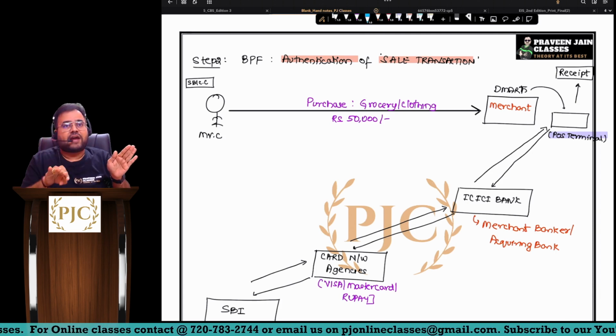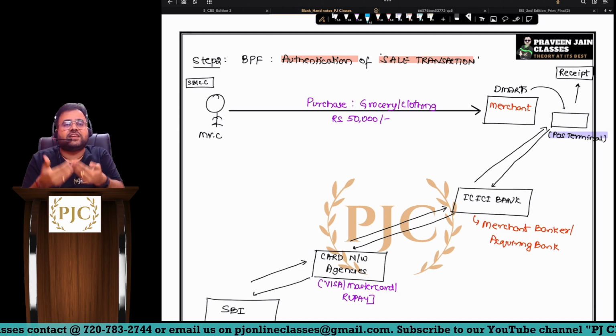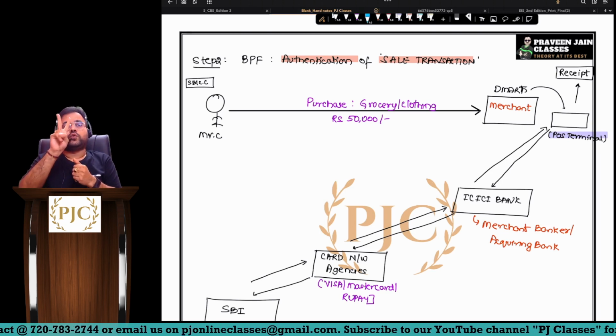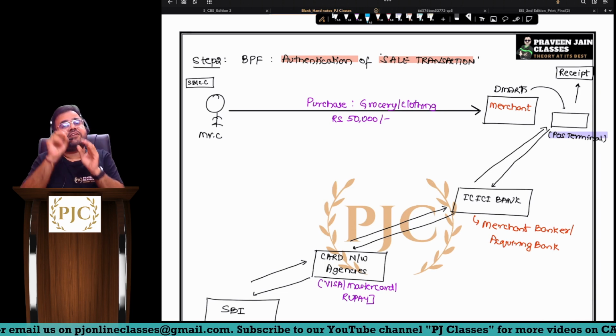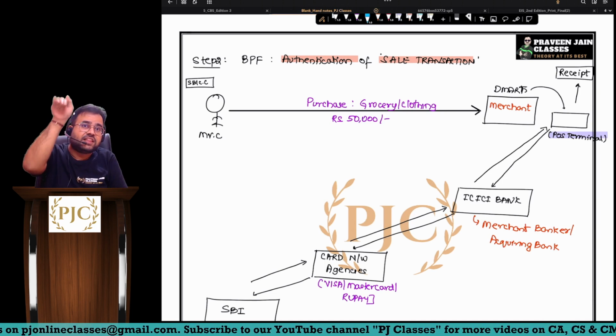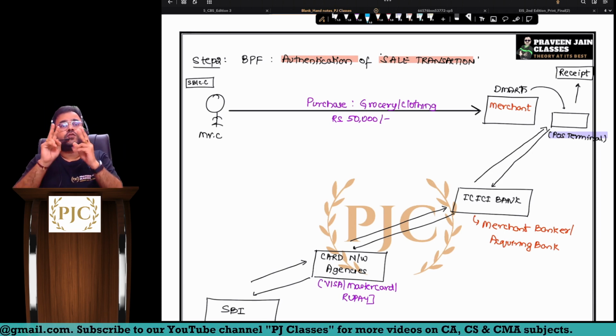Similarly, we also have to ensure that the card belongs to Mr. C only, sir. So it is Mr. C who is performing the transaction. So two things we have to check: whether this transaction is performed by Mr. C, and second, whether this transaction is done within the credit limit which is already given by the bank, sir. Okay, so how to check this?